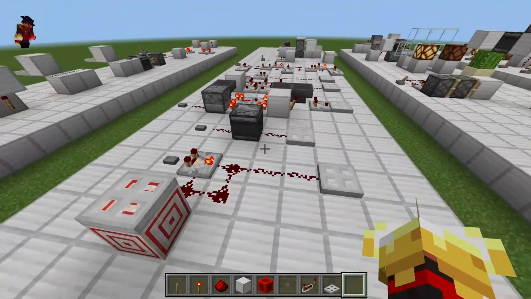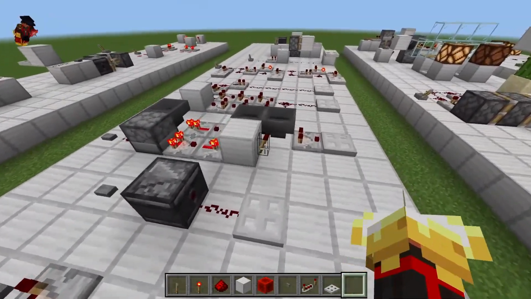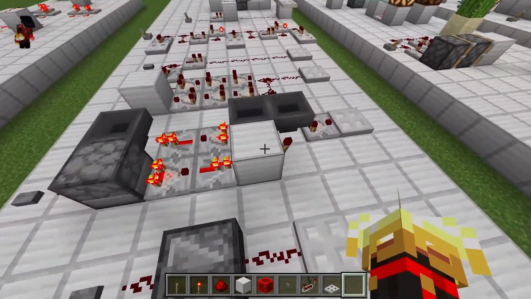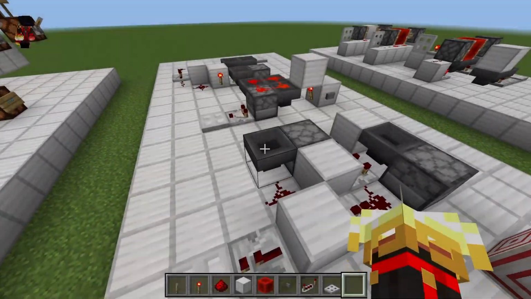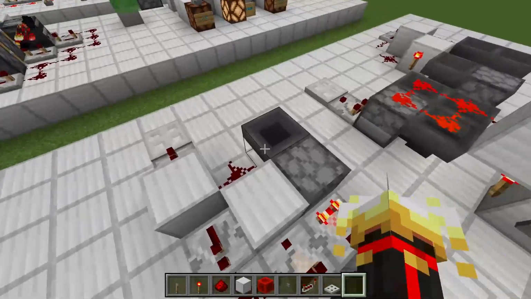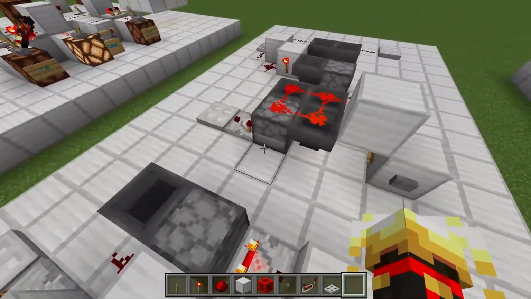However, different to the pulse extender, it only flashes while items are being dispensed into that direction, so not on its way back.